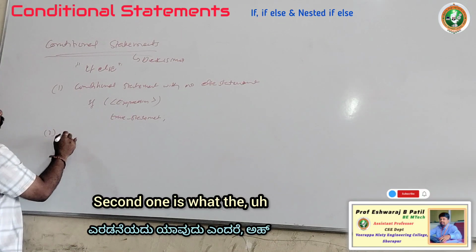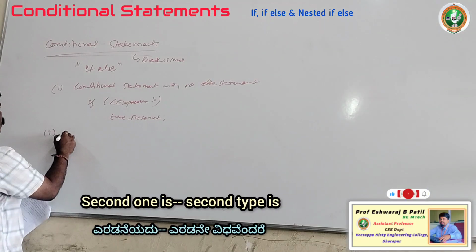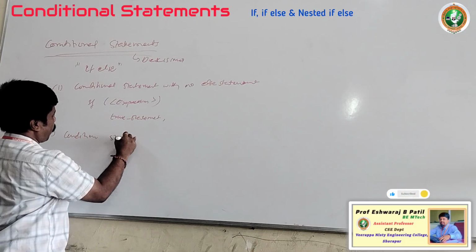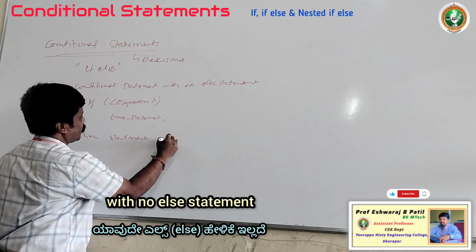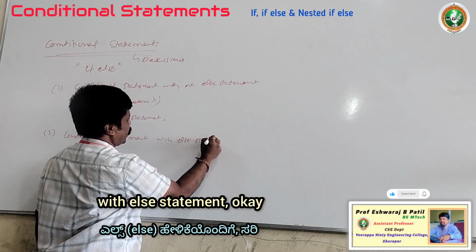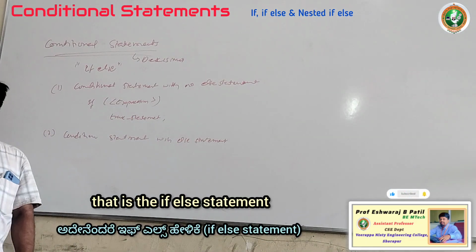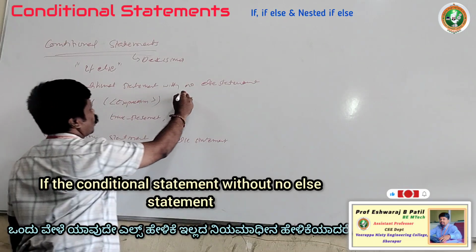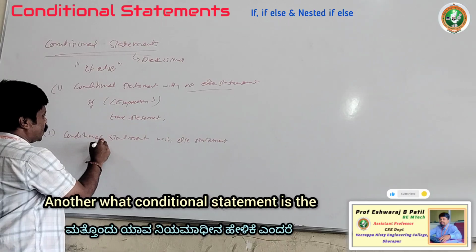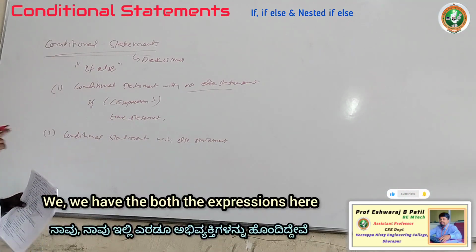The second one is the conditional statement with both if and else. The second type is the conditional statement with else statement, the if else statement, as you all studied in the previous sections. Without else statement we have one type of conditional statement. Another is the conditional statement with the else statement, where we have both the expressions here.